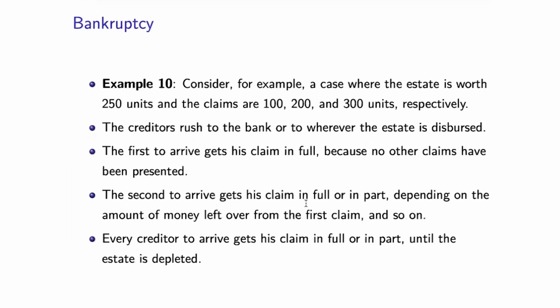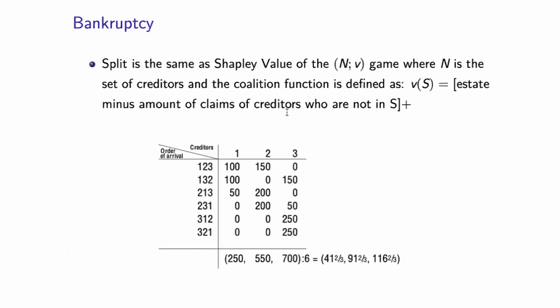So let's take a look at this game that we had. So 250 units, and claims of 100, 200, 300, right? So these were the claims. So how will this play out? Imagine that 1 arrives first, and 1, 2, 3 is the order. The first person is going to get paid in full because his claim was 100, and there were 250 left. So after that, only 150 is left.